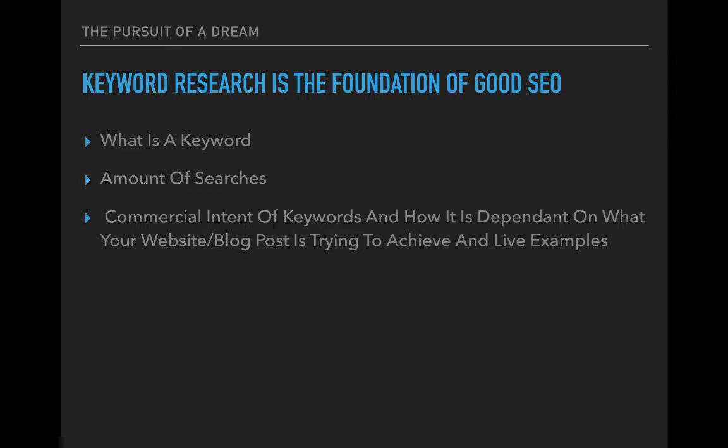Another thing to look at is the commercial intent of keywords. Commercial intent is basically how likely is someone to take action based on the type of keywords they're typing in. So let's use our fitness example. Let's say you're trying to sell a weight loss program. That's the point of your website. You're trying to promote your program and sell it.